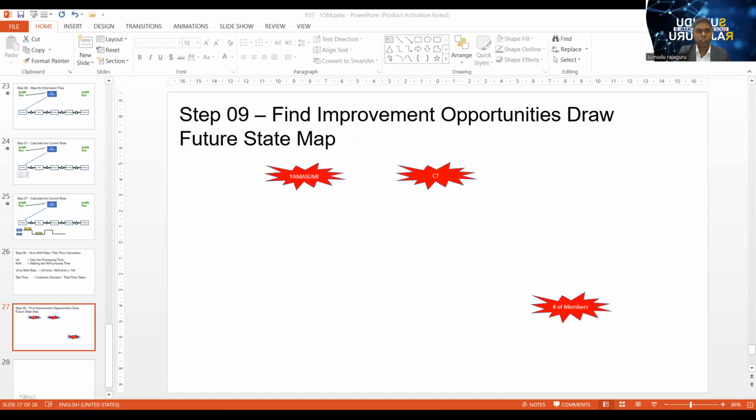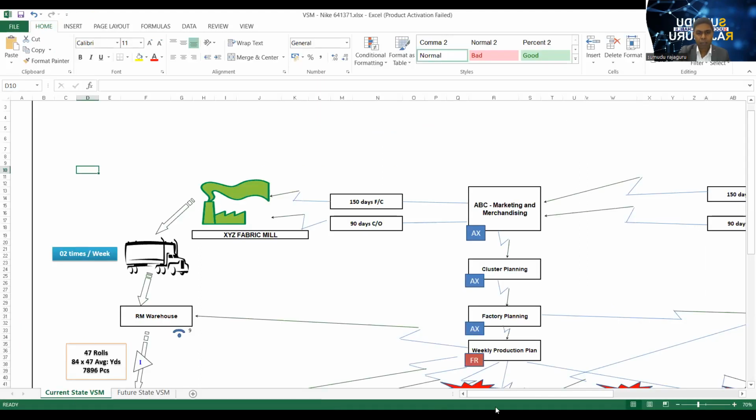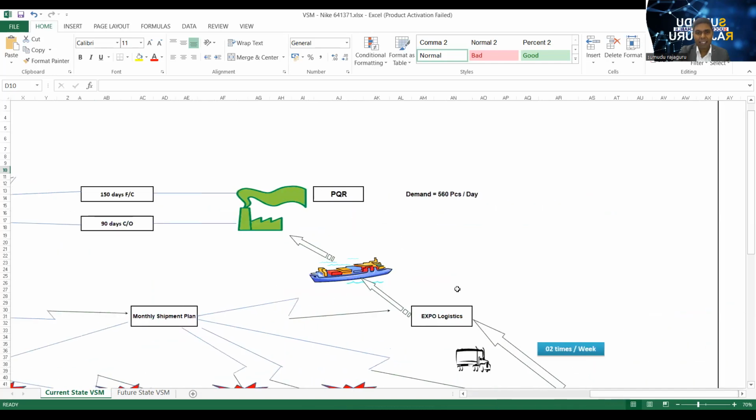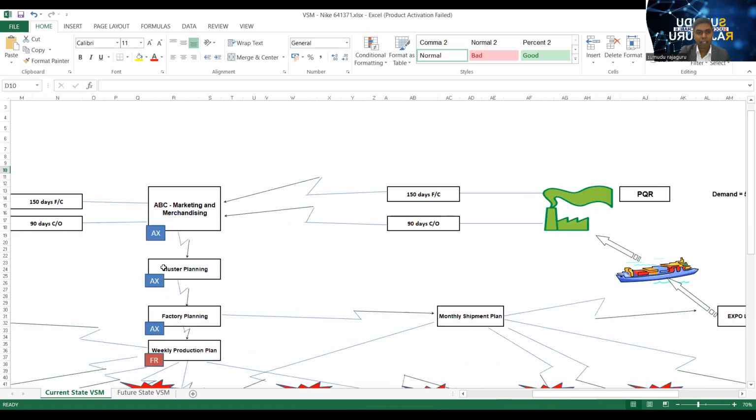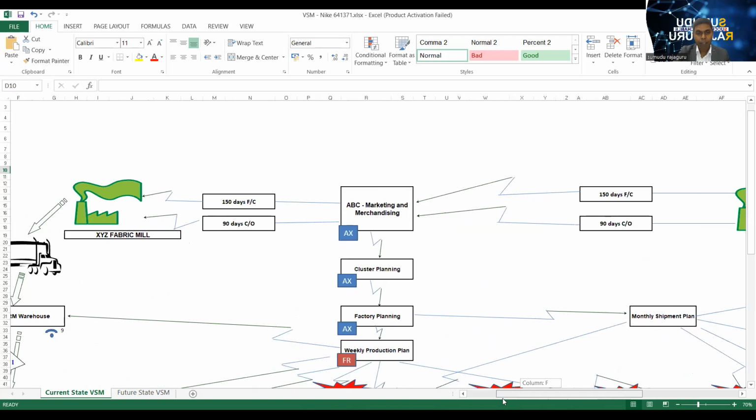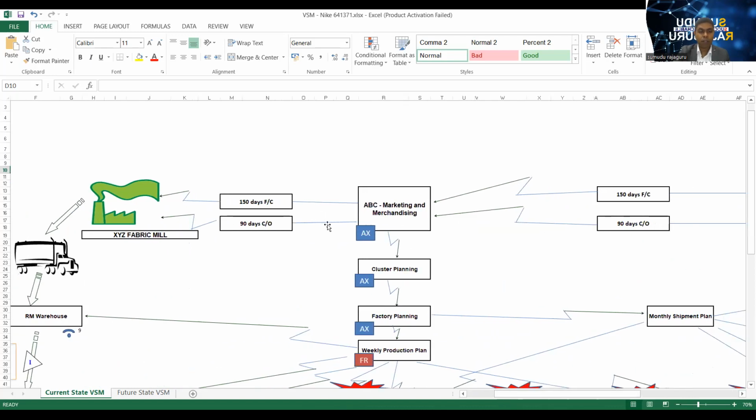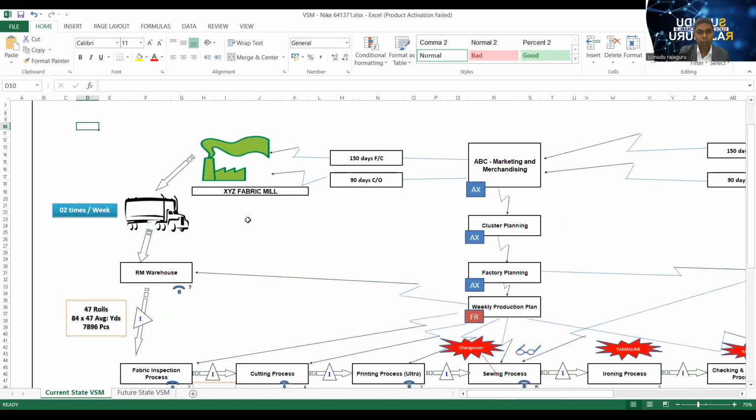This is a sample value stream map. Now you can see here, this is the customer, PQR, something like that. Demand is 560 pieces per day. Then this is our organization, ABC Manufacturing. Then how information comes from the customer to the manufacturer, that is an electronic signal. Then through electronic signals, we communicate from the factory to the main supplier, XYZ fabric mill. Then how the material flow happens.